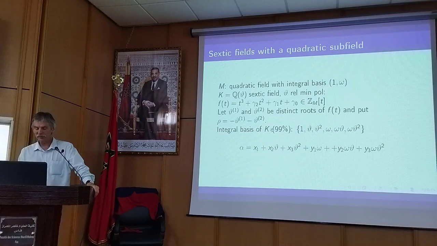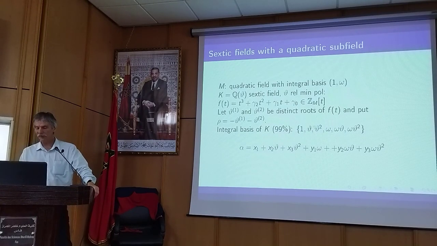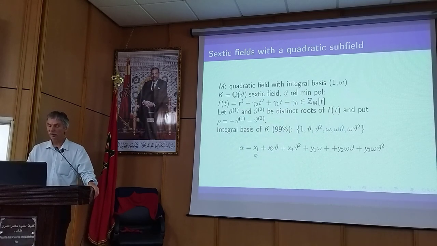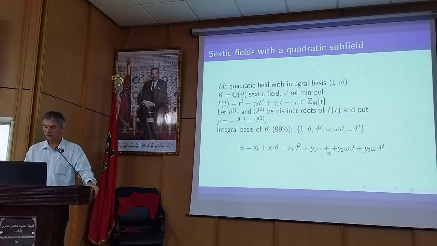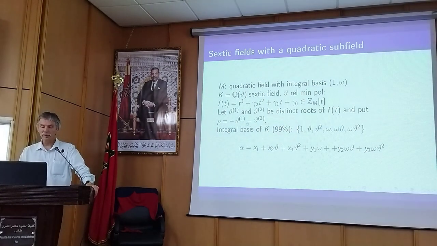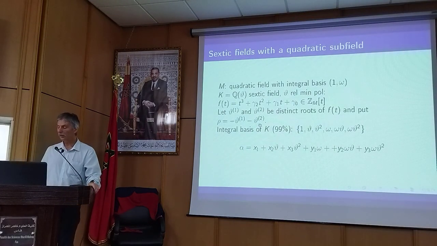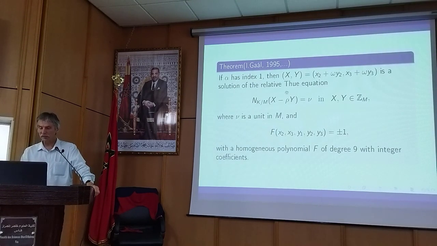And in almost all these cases, so in 99% of the cases, the number field of degree 6 has such an integral basis consisting of 1, theta, theta squared, omega, omega theta, omega theta squared, and then any algebraic integer alpha can be written as a linear combination of these basis elements with rational integer coefficients, and our purpose is to find these rational integer coefficients. Now here this rho is going to be minus theta 1 minus theta 2, where these theta 1 and theta 2 are two relative conjugates of the relative cubic algebraic integer theta, which will appear here.